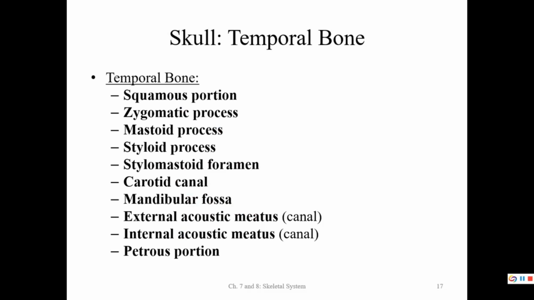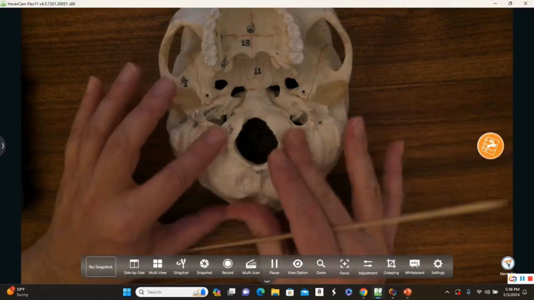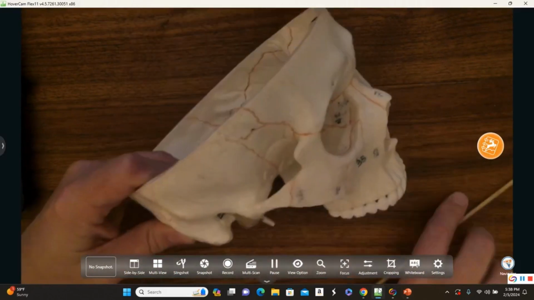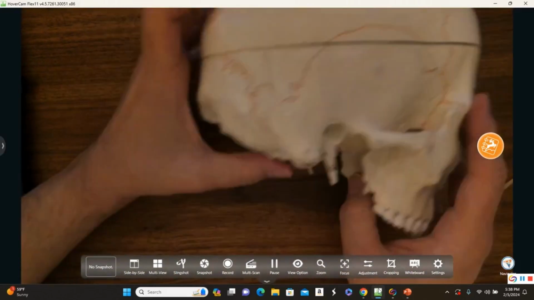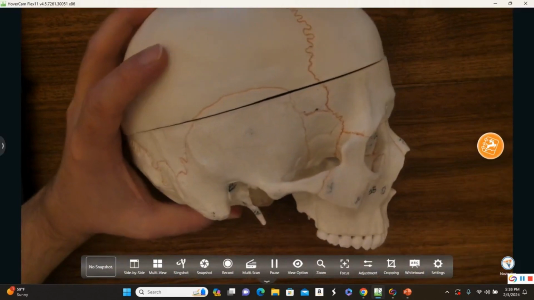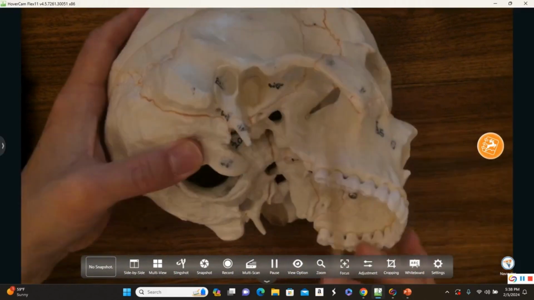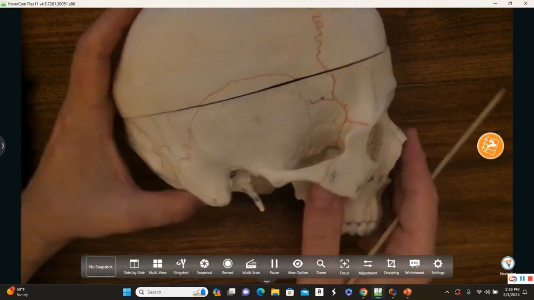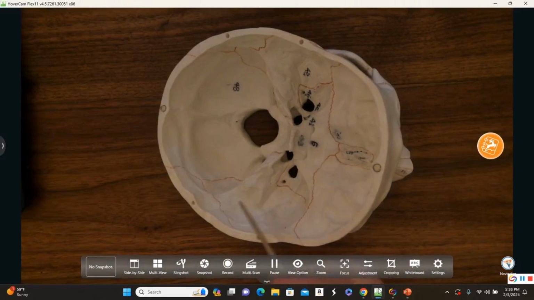So let's start with our squamous portion of the temporal bone. By the way, this was the occipital bone right here at the base of the skull, the occiput. Now we're going to find the temporal bone. The temporal bone is seen right here. You can see it on the side. We can look at it a little bit down here at the bottom, everything inside that yellow line. We can take the skull off and look at it in here as well.